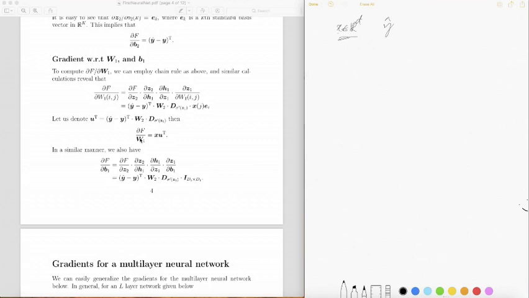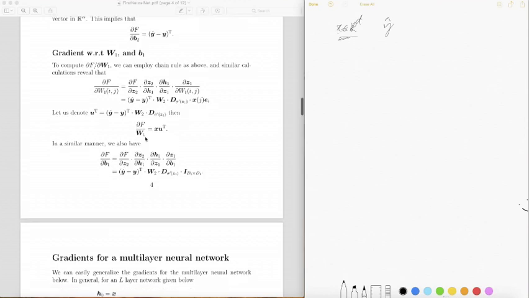That was the partial derivative of f with respect to W1. This should be partial f over partial W1, so you can fix this mistake. I'll update it. And then this was partial.